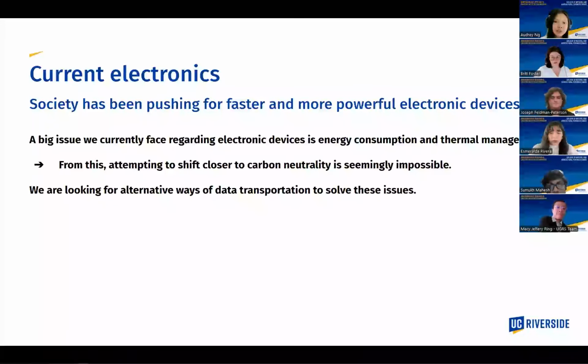But a big issue with developing better electronics is the large energy consumption and difficult thermal management. This can be seen in day-to-day life with just how dependent people are on electronics. The energy consumption is very large, and so one side effect is that carbon neutrality is seemingly impossible. At the rate that we're progressing in electronic development, climate change and other environmental issues will become harder and harder to prevent. As such, we're looking for alternative ways of data transportation so that the demand of energy can be reduced.